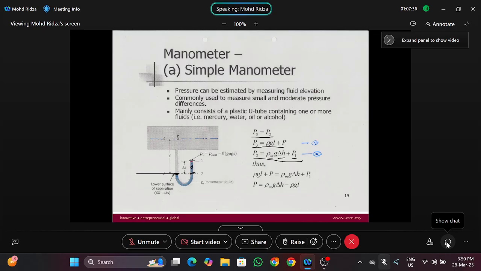So now you have P3 and P2. Remember this equation: P3 must be equal to P2. So you equate, so rho g L plus P must be the same as this one. So in the end, you want to get P, so you rearrange so that P is the subject. So P equals this one. And this one is missing. Why is P1 missing from this equation? Amira, why is P1 missing from the equation?